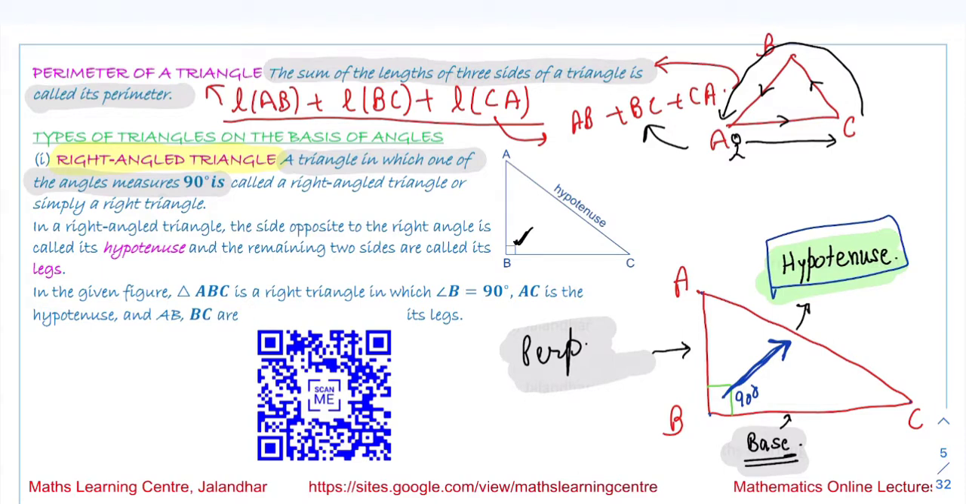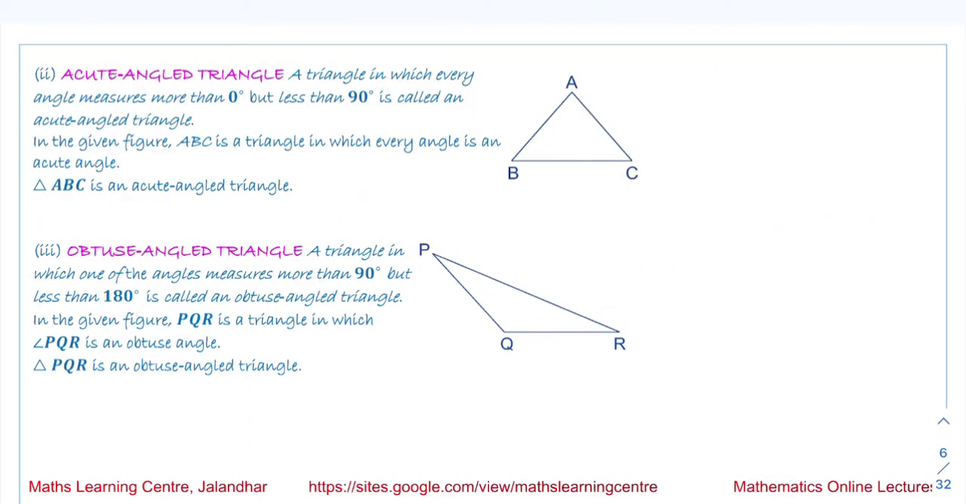Next is the acute angled triangle. So a triangle in which every angle measures more than 0 degree but less than 90 degree. You know what an acute angle is? The angle which lies between 0 degree and 90 degree, they are acute angles. So we are saying every angle is between 0 and 90. It means every angle is an acute angle. Then the triangle is called an acute angled triangle.